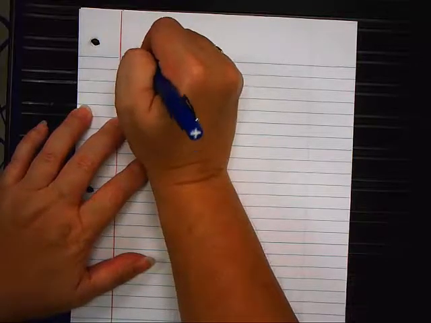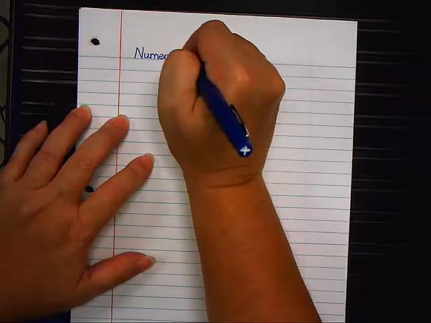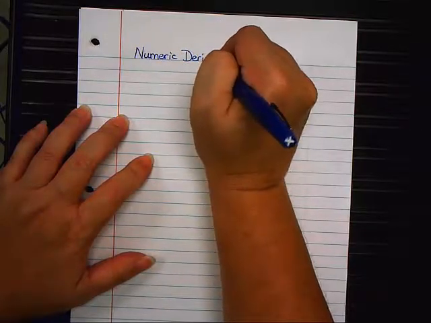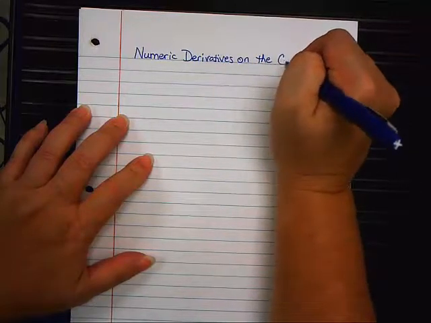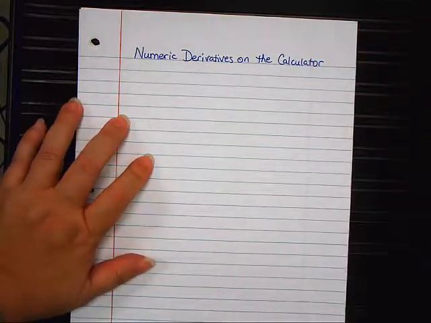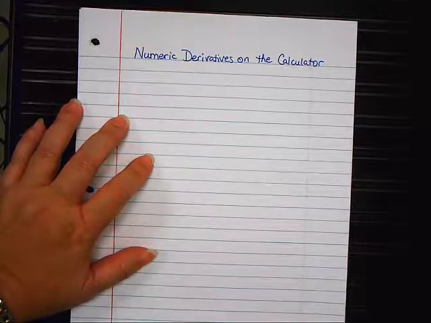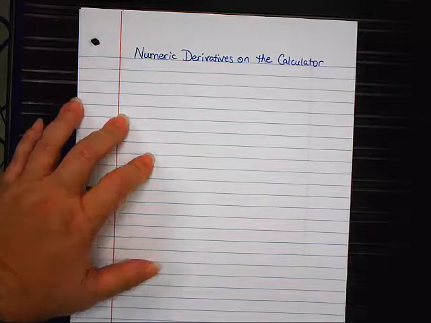We're going to start by talking about how to do what are called numeric derivatives on the calculator. Yesterday, the homework that I gave you asked you to take the derivative using product or quotient rule and then check it with a calculator. Well, you need to know how to check it with a calculator.